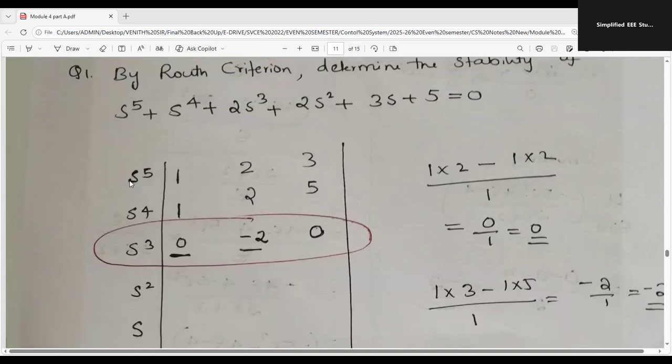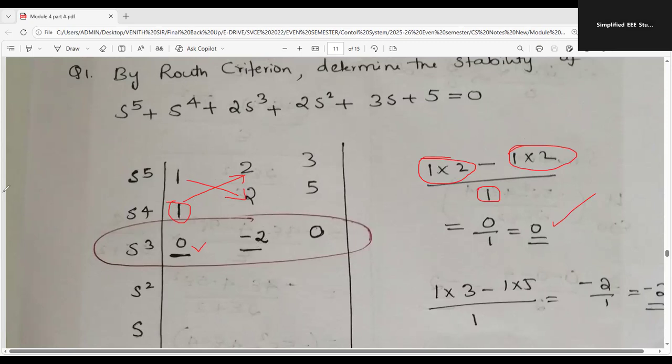If we know all the elements of the first and second rows, obviously we know how to calculate the third row. It's a simple procedure. Let me calculate this particular element. That means 1 into 2 minus 1 into 2, divided by 1. So 0 by 1 is equal to 0. Similarly, the second one can also be calculated.